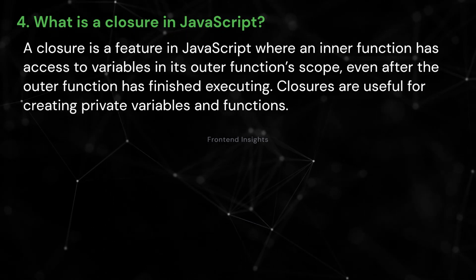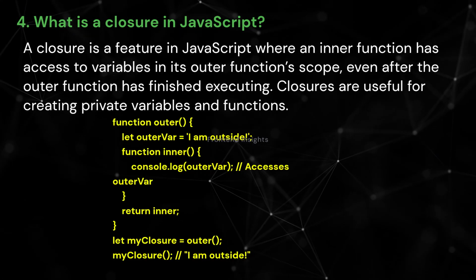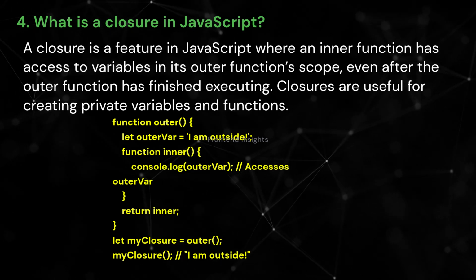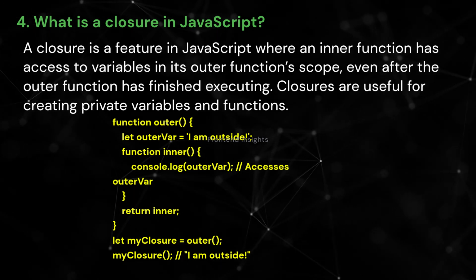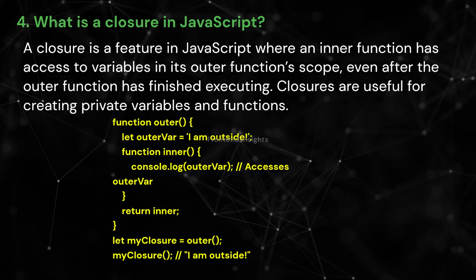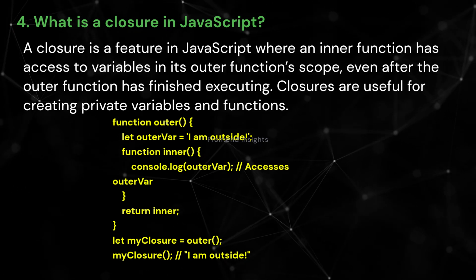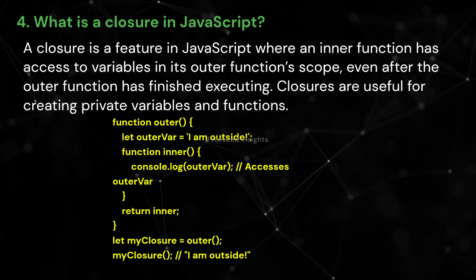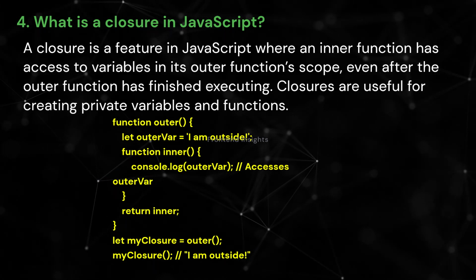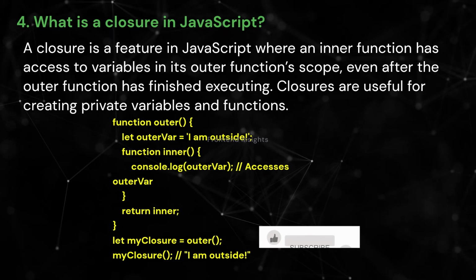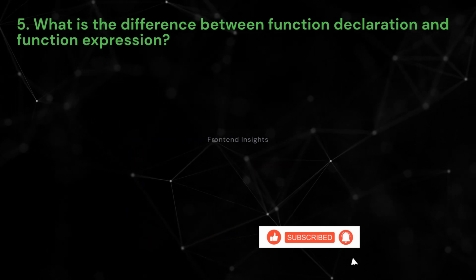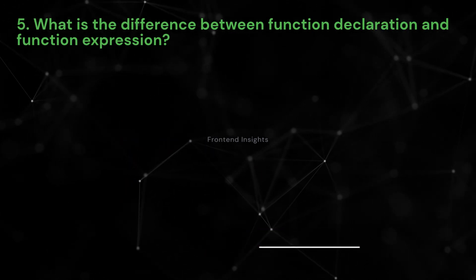Here is an example. In this example, the inner function is a closure because it retains access to outerVar even after outer has finished executing. Okay, so when myClosure is called, it still has access to outerVar, demonstrating how closures can preserve a function's lexical scope.